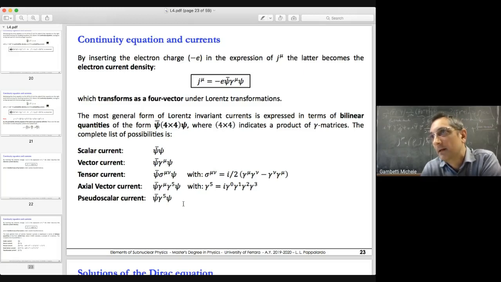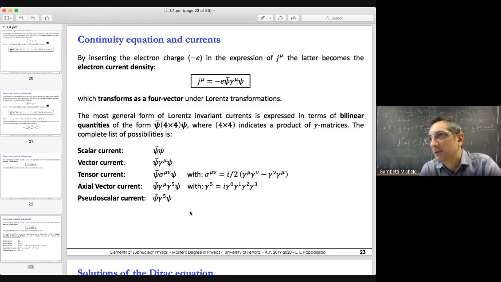So take these in memory, because we will of course make a lot of use of these currents. Actually, all of them except the tensor. All these four we will make heavy use of during our course.